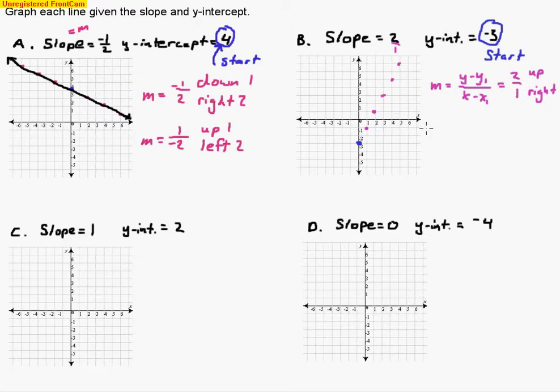Now I could also go the other way. Remember, we could rewrite this as a negative 2 over negative 1, because 2 negatives will cancel out. And then that would tell me to go down 2 and left 1 space. So again, I can go from that blue point, down 2, left 1, down 2, left 1. Then I've got a bunch of points to be able to draw a line through.